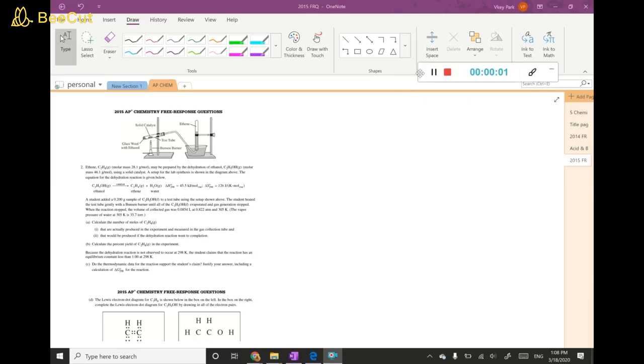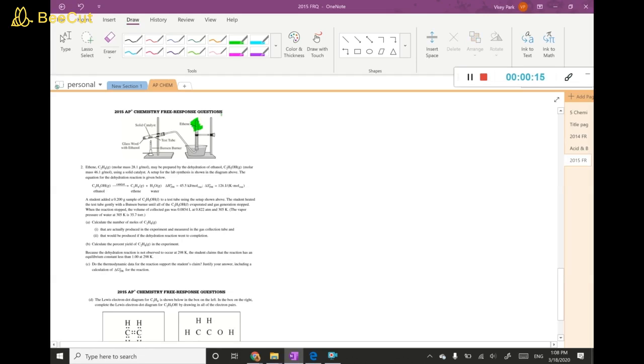Hi guys, this is Vicky and we are continuing with the 2015 AP Chem FRQ question number 2. Basically, if we're looking at this picture right here, we are collecting ethene gas right here, okay? So usually what I tell my students is, here's the test tube and it looks like a hook, doesn't it? This part right here, where the gas is being collected. So that's the hook part.